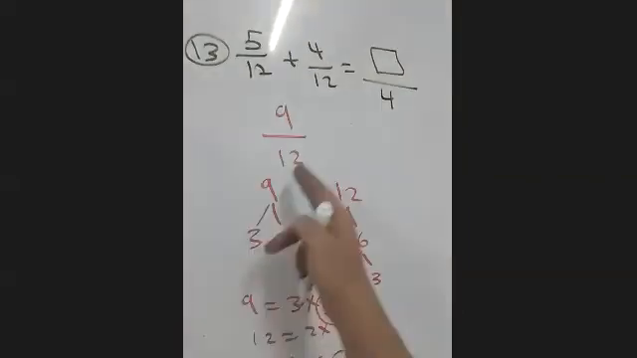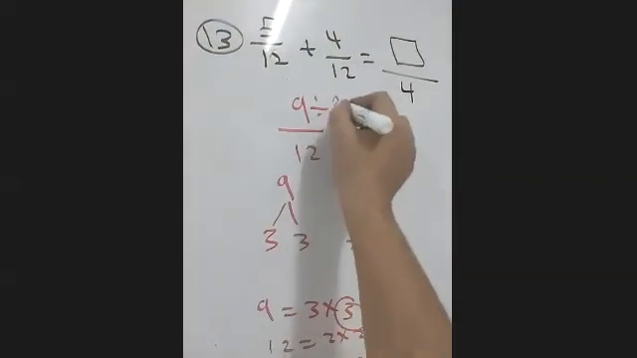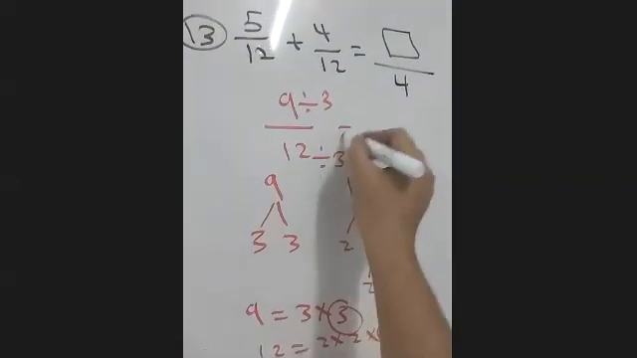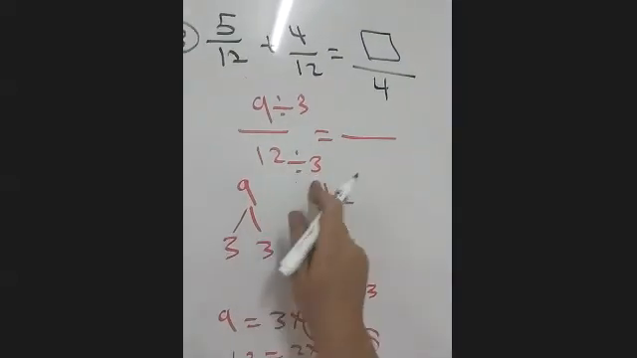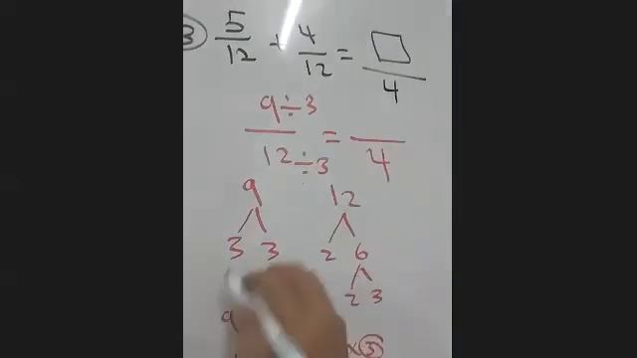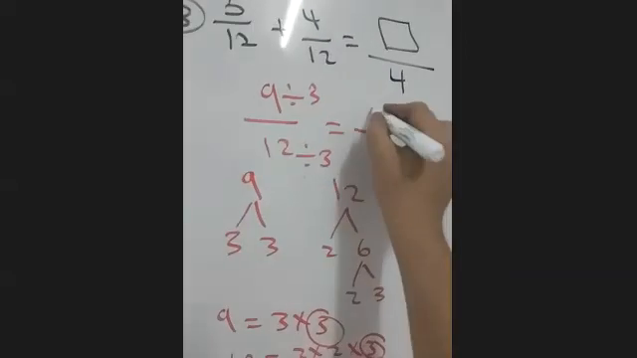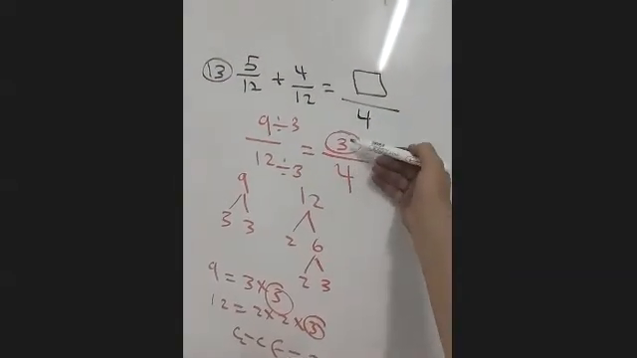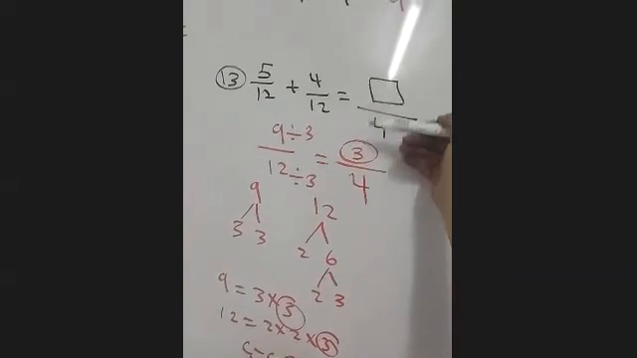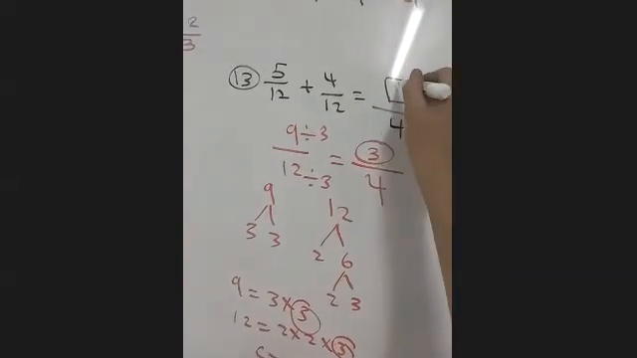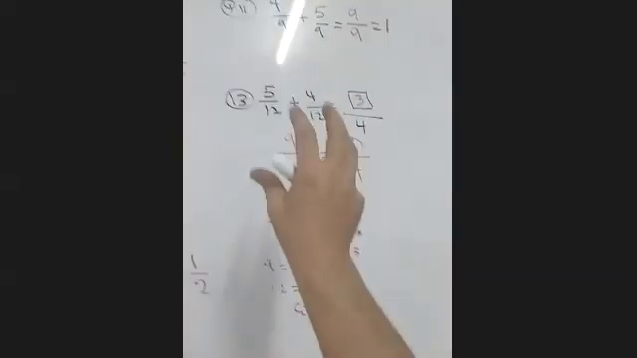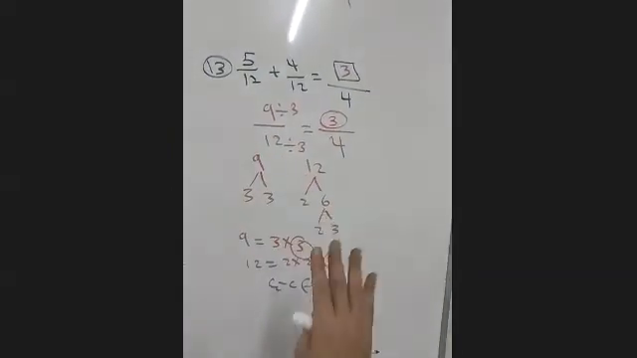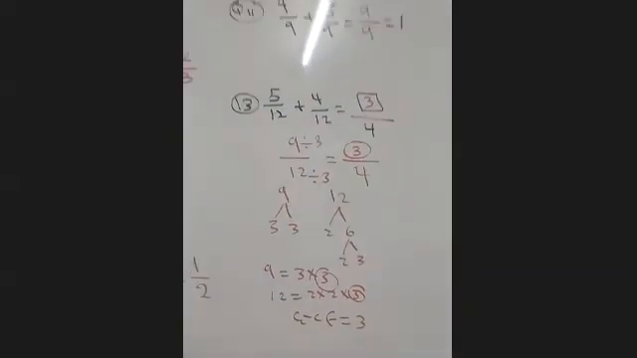Now I will divide up and down by 3. Look here, guys. 12 divided by 3 is 4, and 9 divided by 3 is 3. So down is 4, and up should be 3. So we do the answer normally, simplify, then compare with the wanted answer.